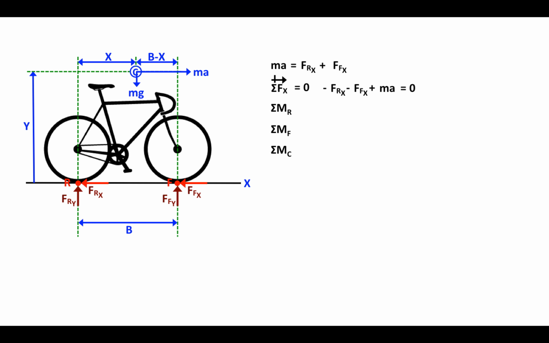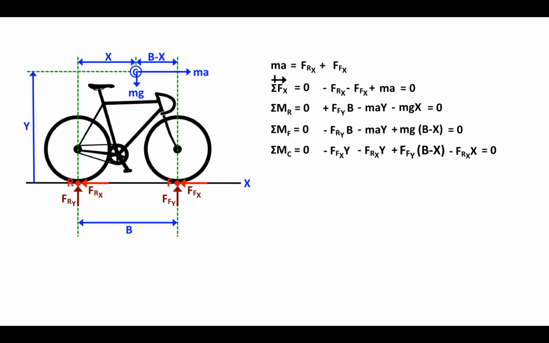The next three equations will show us the sum of the turning moments at 3 points: at point R, point F, and the center of mass. In each case, the sum of the turning moments is 0, as shown by these equations, and there's one bit of information we can glean from these right now. And that involves looking at this equation here, which concerns the turning moments around the front wheel.